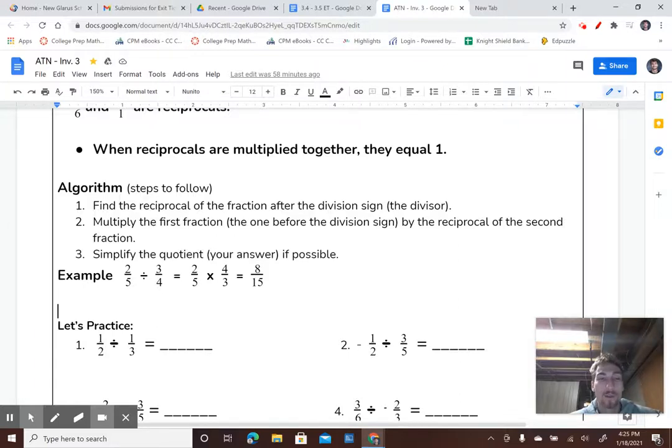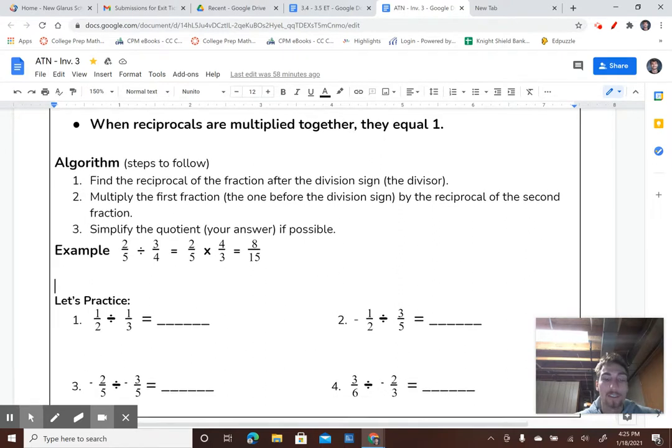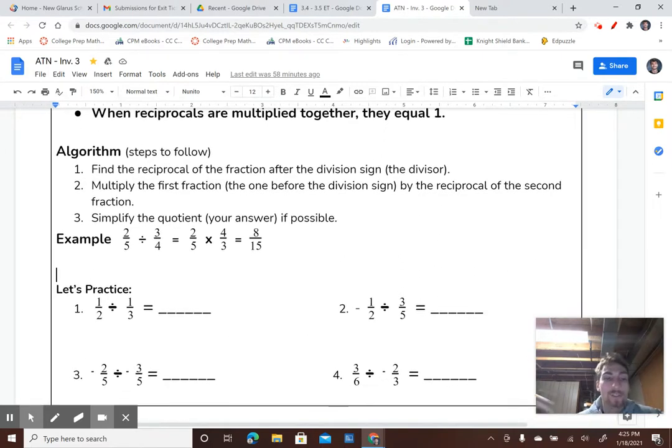All right, everybody, welcome. We're looking at 3.4, which is dividing fractions. So here we have a few examples. And the first example here is 2/5 divided by 3/4. And so here we can keep the first fraction the same. We can change the division sign to a multiplication sign. And then finally, we can flip our second fraction of 3/4 and make it 4/3.